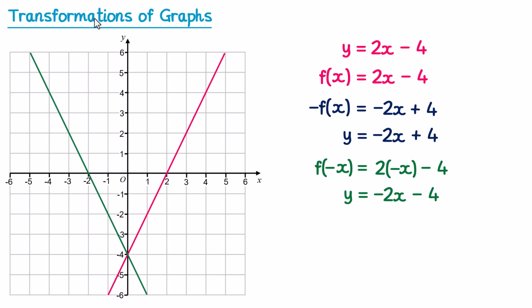This time the graph has been reflected in the y-axis rather than the x-axis. You can see this because if we take a point on the original graph, like 3, 2, this has been reflected in the y-axis across to negative 3, 2. And if we take a point to the left of the y-axis, negative 1, negative 6, this has been reflected across to positive 1, negative 6. So when we do the graph of f of negative x, we reflect the points in the y-axis.